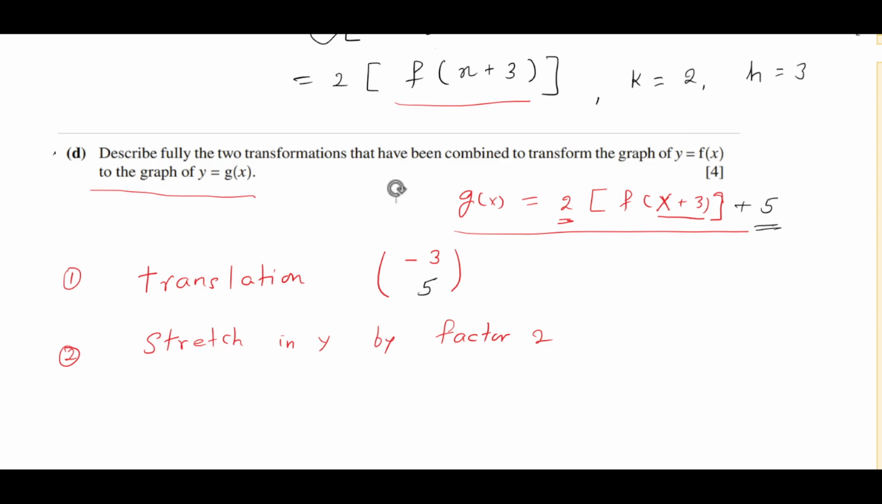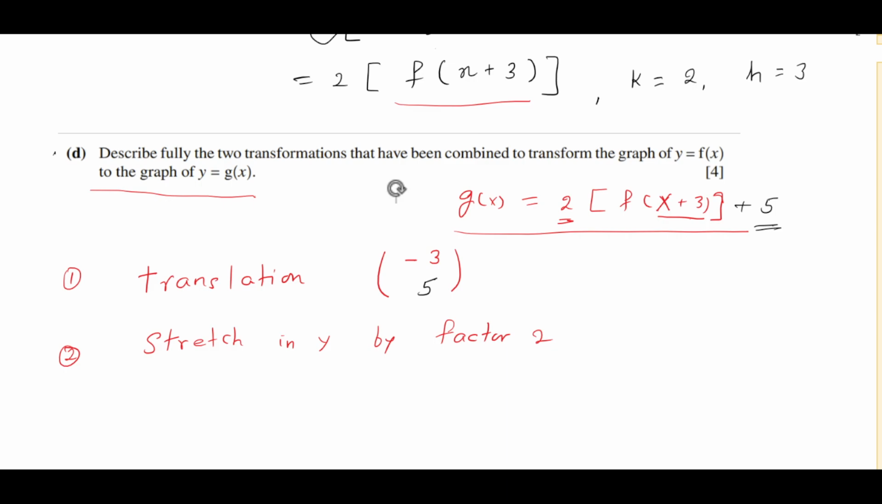And the 2 that is there, will that always be a stretch in y? If your function f(x) is multiplied by something, there are two cases. When your x is multiplied by something, then there is a stretch in the horizontal direction. Suppose x is multiplied by 2, then you say stretch in the horizontal direction by a factor of 1 by 2. Whatever is happening with x, you use its reverse. But in the y direction, it is all the same.